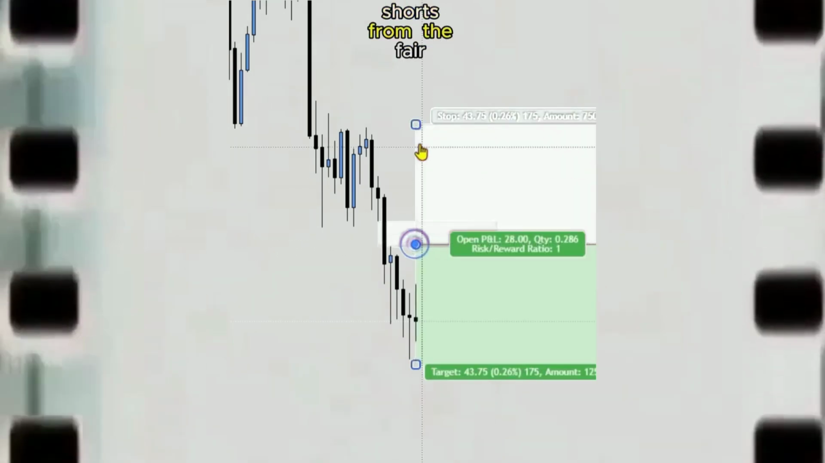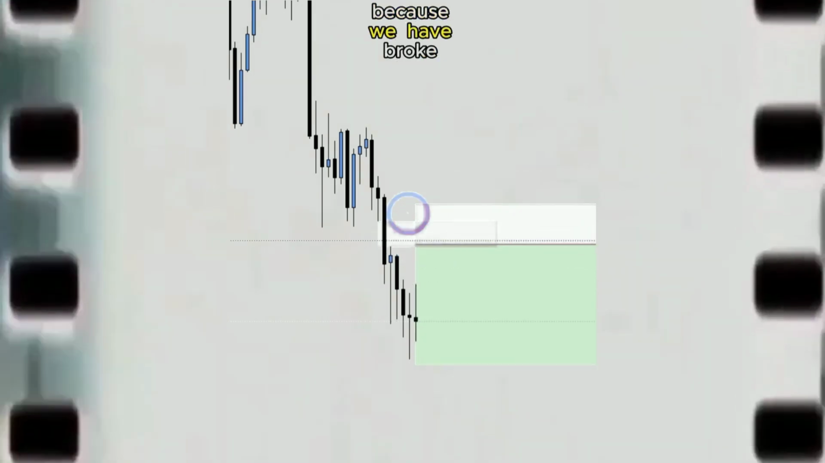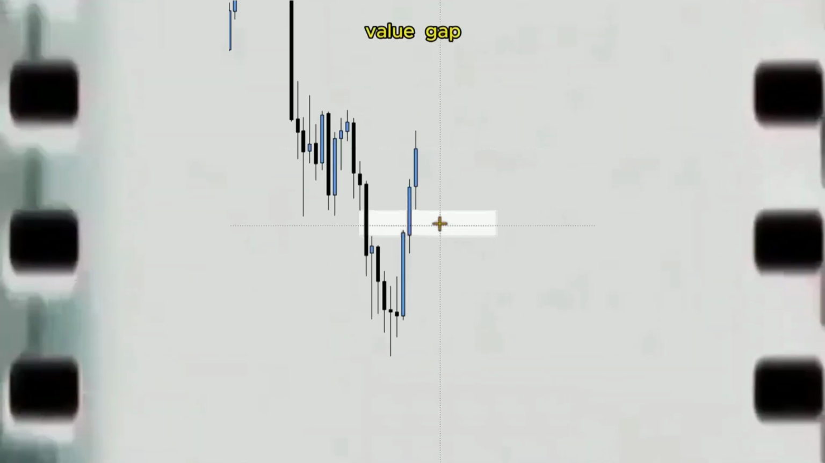So what most ICT traders would do in this position is actually enter shorts from this fair value gap, because we have broken structure and they think that we are just going to keep heading downwards. And if we play out the price action, you'll see that that is not the case. So what I actually do is wait for this fair value gap to be inversed, then I will enter a long position from the inversion fair value gap. If we play out the price action, as you can see, we inverse this fair value gap.